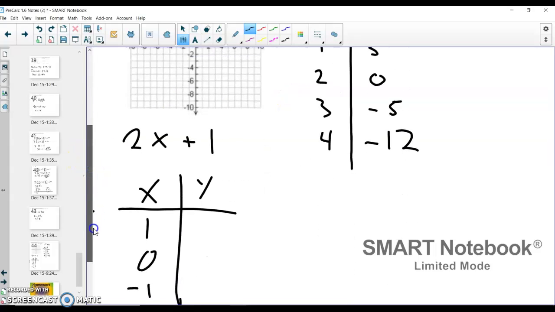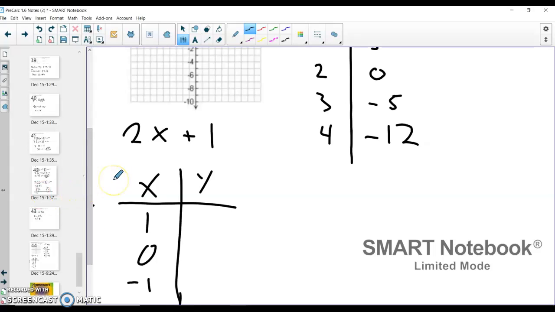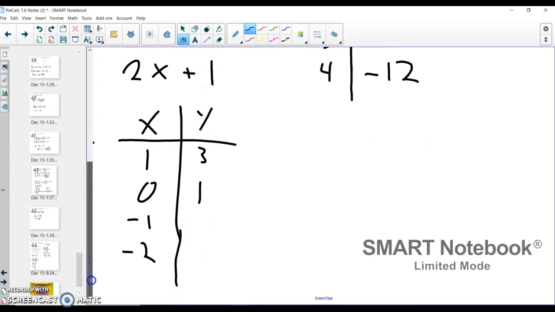So let's first plug in our x values and see what we get as y's. 1 times 2 is 2, 2 plus 1 is 3. 2 times 0, 0 plus 1 is 1. Negative 1 times 2, negative 2, plus 1 is negative 1, and you can see the pattern. I'm going down by 2 every time, and that's going to repeat. So the y values are 3, 1, negative 1, and negative 3.